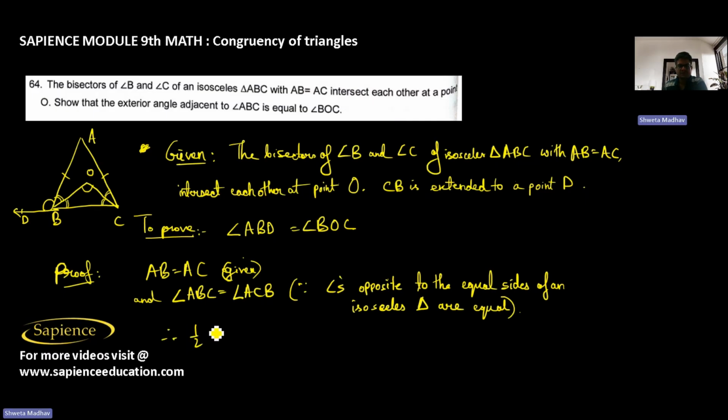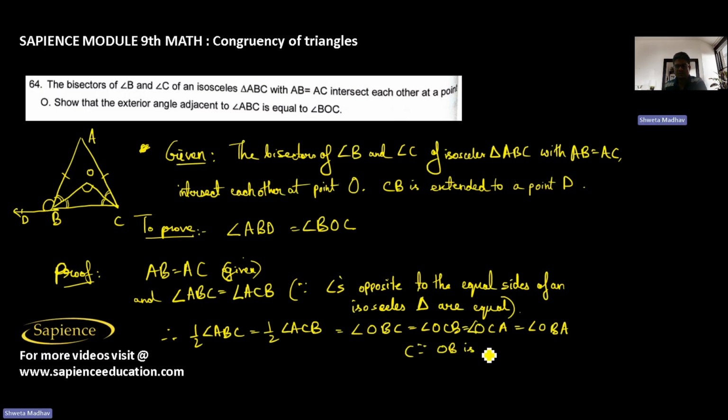So therefore we can say that half of angle ABC is also equal to half of angle ACB, which is equal to angle OBC, equal to angle OCB, equal to angle OCA, equal to angle OBA, since OB and OC are the bisectors of angle B and angle C respectively, which has been given. It means all these angles are equal.